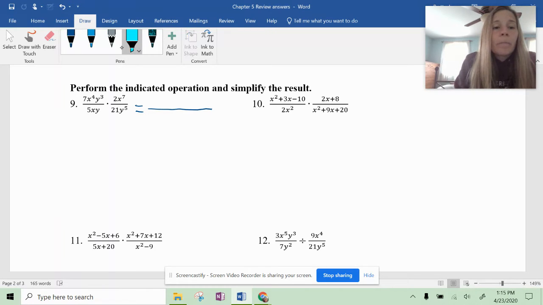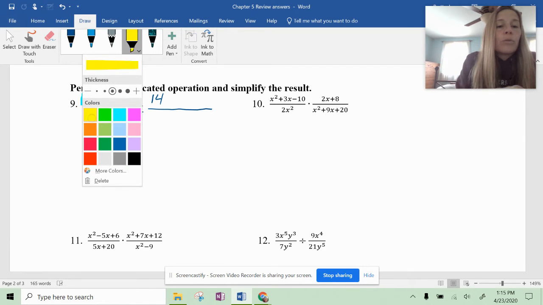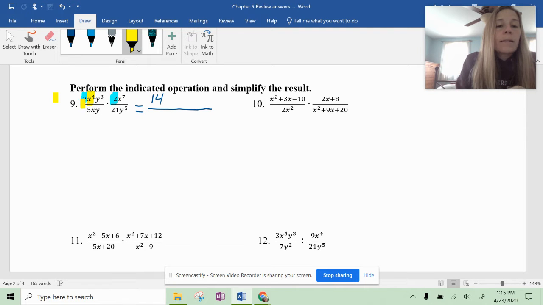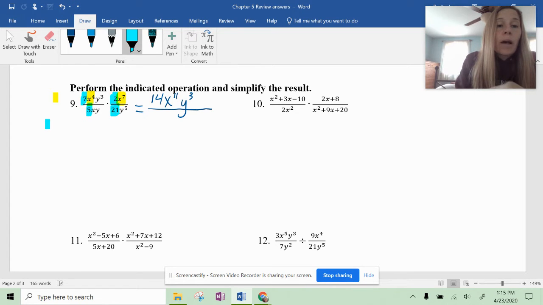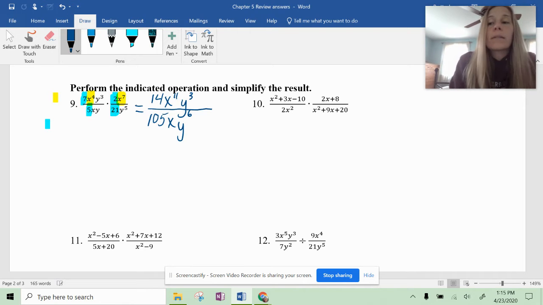So 7 times 2 gives me 14. Then I could go to my x's, and when I multiply my x's, I add those exponents. That gives me x to the 11th. And then I also have that y cubed. On the bottom, I'm going to do the same thing. So I'm going to multiply my constants. So 5 times 21, which is going to give me 105. And then I just have that single x and then a y to the 6th.